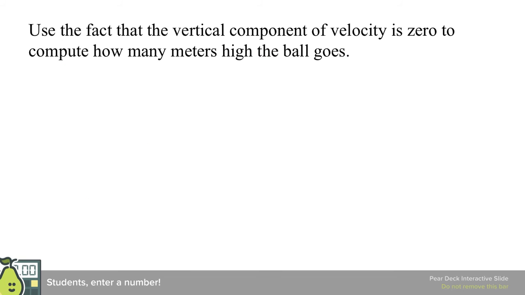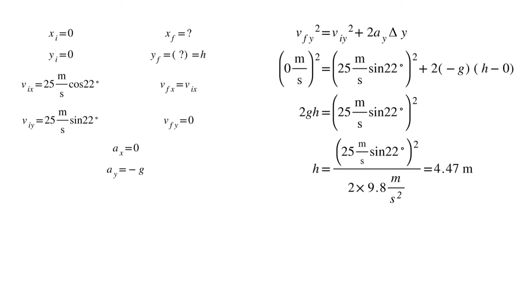Use the fact that the vertical component of the velocity is 0 to compute how many meters high the ball goes. Here we can set up our chart again. xi is 0, xf is, well, we actually know what that is now. yi is 0, yf is unknown, but we're looking for it. We know the two components. We know the final velocity. Now we know that the vertical velocity is 0. Remember, we're not at tf, but at the time we would call the max height, and we start at 0. So we don't put in an R here because we're not at that time. We're at the highest point. We don't know where we are yet, horizontally.